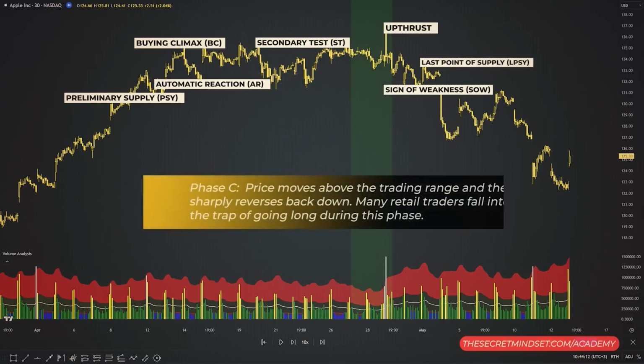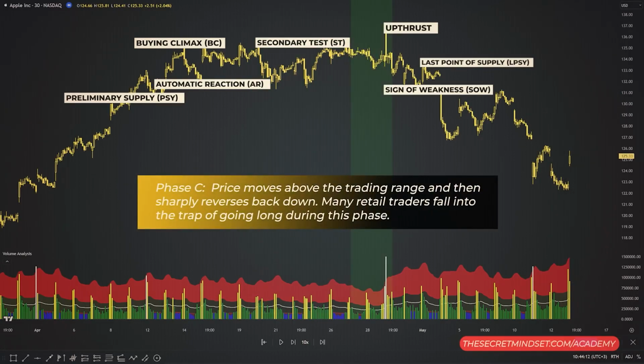Phase C is an interesting phase. This is where upthrusts may occur. Price moves above the trading range and then sharply reverses back down. Many retail traders fall into the trap of going long during this phase.